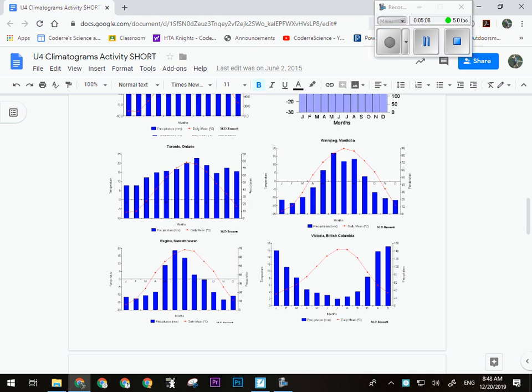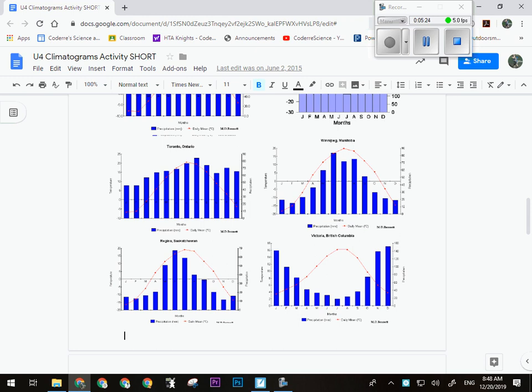Then this is the part where you have to have group members, because this part takes a while. Each group member is going to research the cities in a group, or some of the cities, and what they're going to research are its location and some of the factors that might affect its climate.